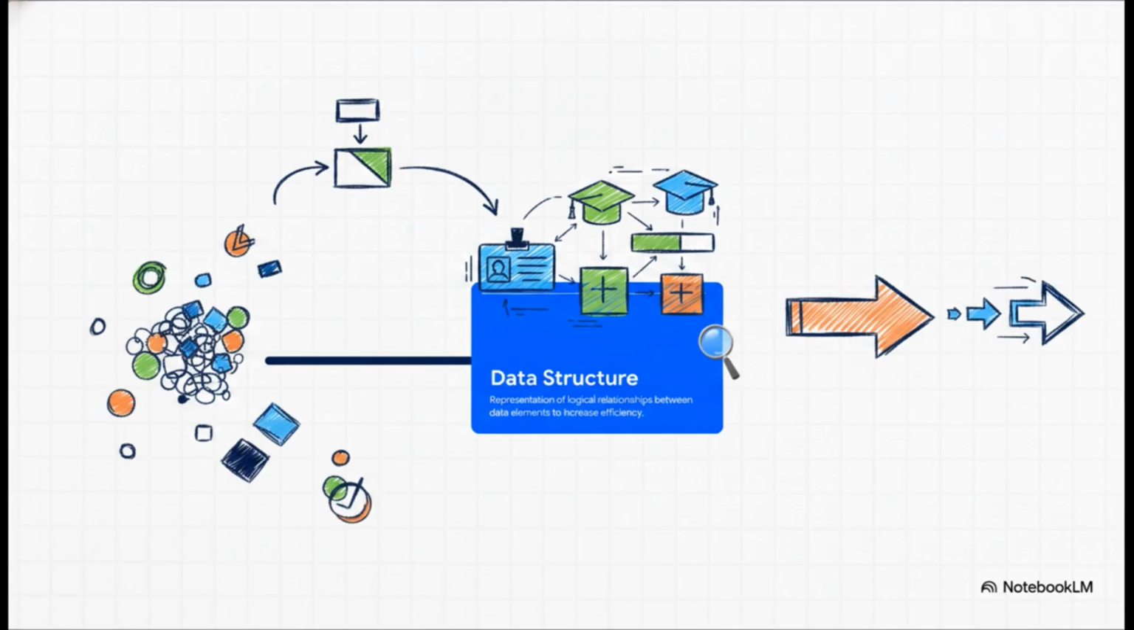Think of a student record at a university. A data structure links their ID, name, grade level, and GPA into one organized, highly efficient custom package rather than just leaving it as this chaotic pile of floating numbers. It guarantees we use memory properly and speeds up processing time.